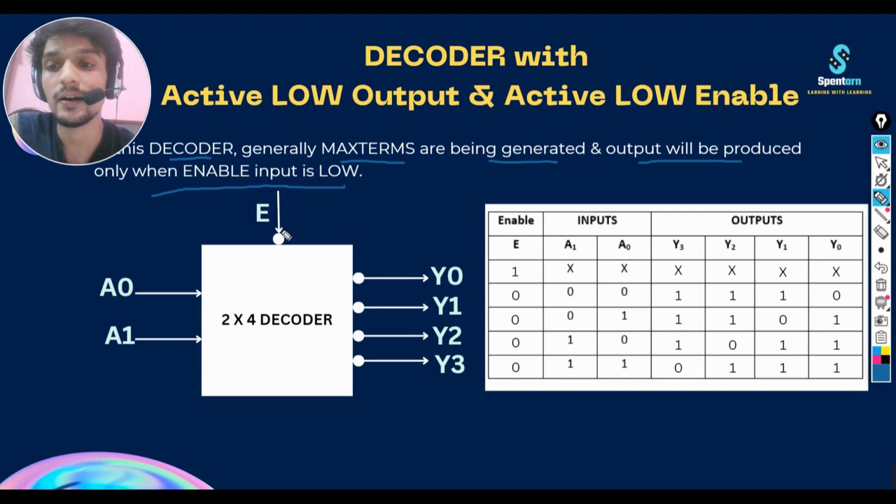Because you can see here, if we have enable input as 0 or low, the 0 goes up here and acts like an inverter. This inverter means we will be getting 1 here, which means it will get turned on, right? Okay, so this is how it works in a similar pattern, but we have named it active low output and active low enable. You can see we have 2 inputs, A0 and A1, and 4 outputs, Y0, Y1, Y2 and Y3. You can see we have already used the enable pin here. So we have defined here that it will work only when the enable input is low.